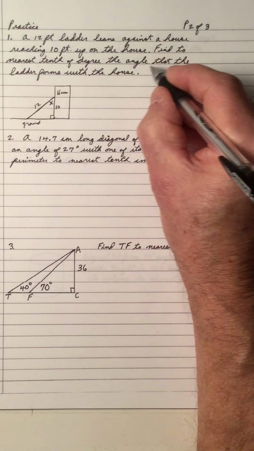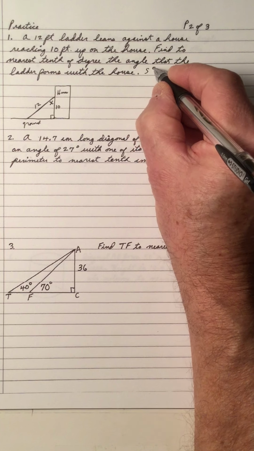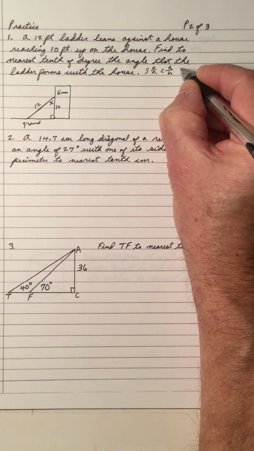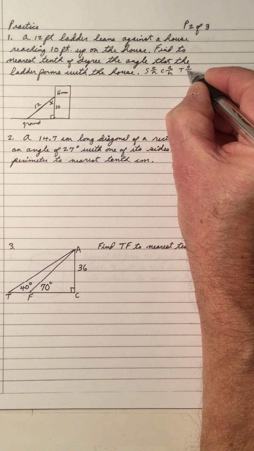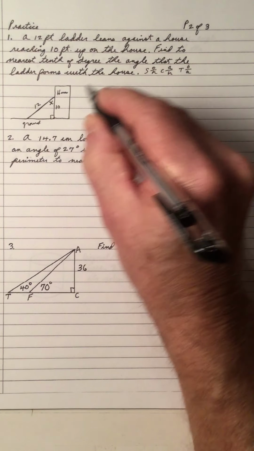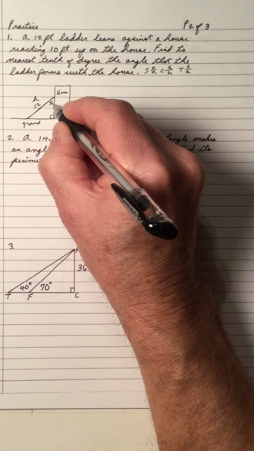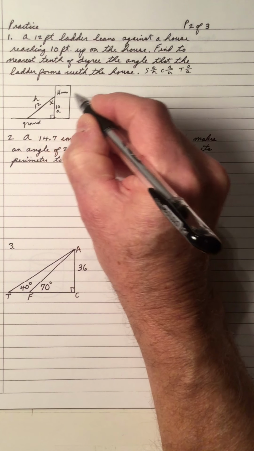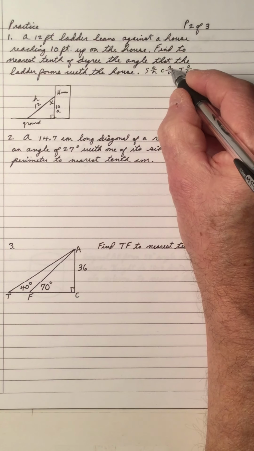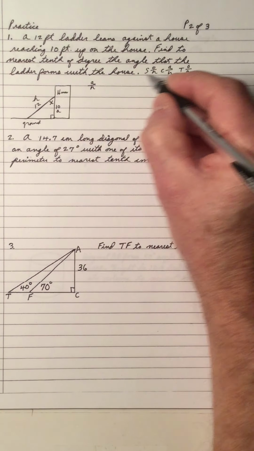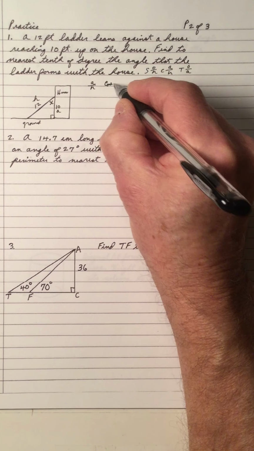And we have to solve this. So sine is opposite over hypotenuse. Cos is adjacent over hypotenuse. Tan is opposite over adjacent. In relation to this angle, this is the hypotenuse and this is the adjacent. So we have adjacent over hypotenuse. And adjacent over hypotenuse is cos.